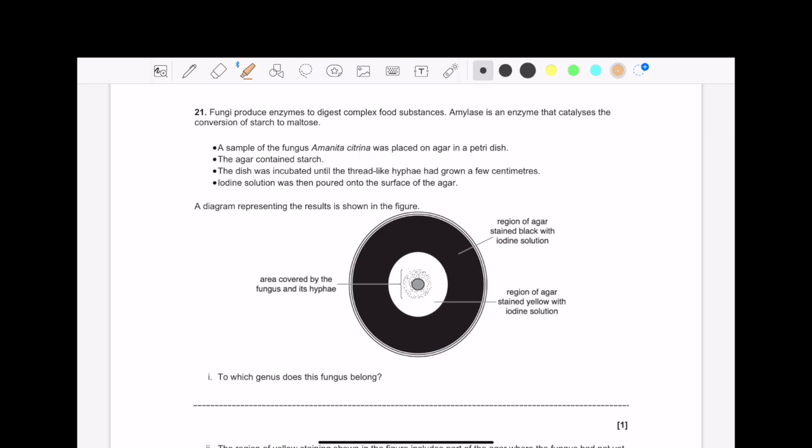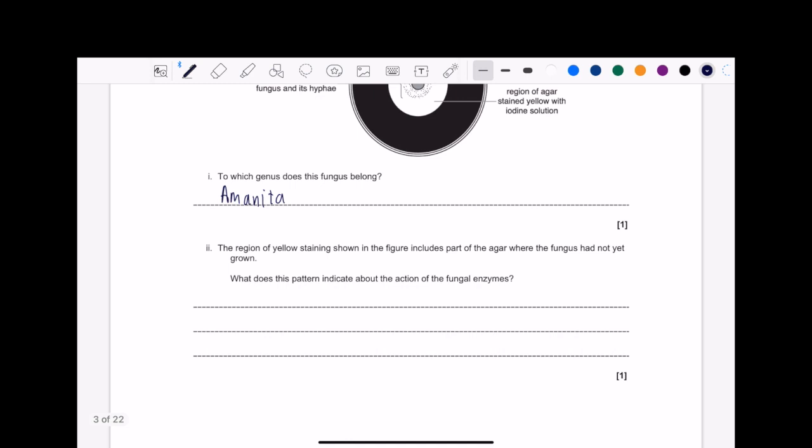So let's begin. To which genus does this fungus belong? I know that I'm just going to look at the italic words, and so the answer is going to be Amanita. Next question says, what does this pattern indicate about the action of the fungal enzymes?